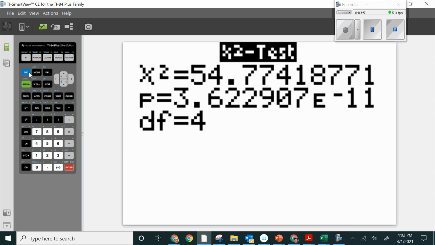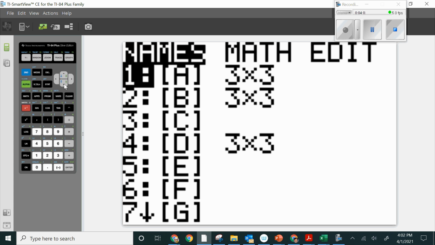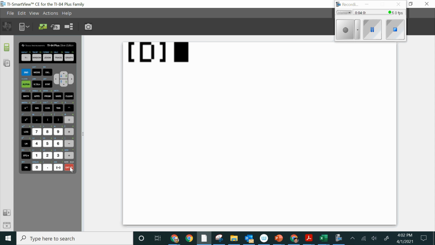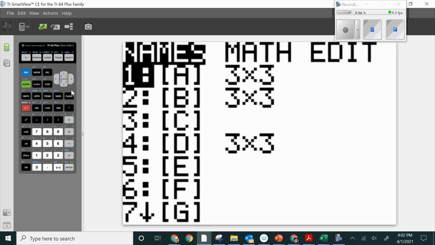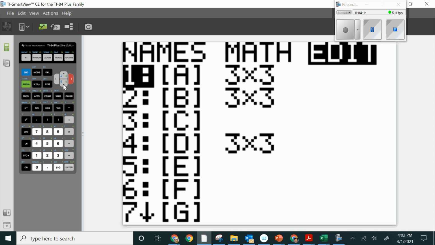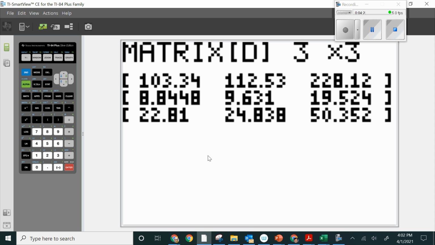If I go back to my matrix, remember I sent my expected to matrix D. Now I have the 3 by 3 in there. I can go ahead and look at it, hit enter, and it will show it. I find that it's easier if I go to second matrix, go across to edit, and then go down to D, and that for me is easier to see. So what am I looking for from my expected values? I'm looking to make sure that all those values are 5 and above.